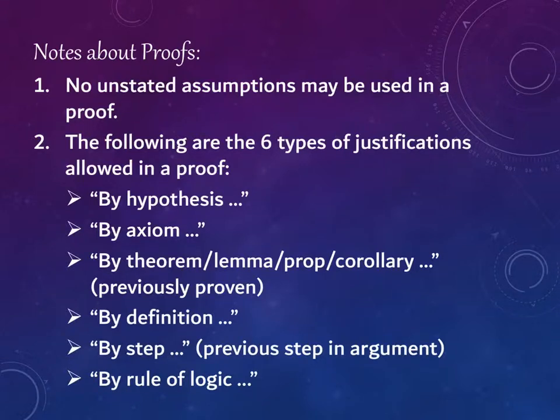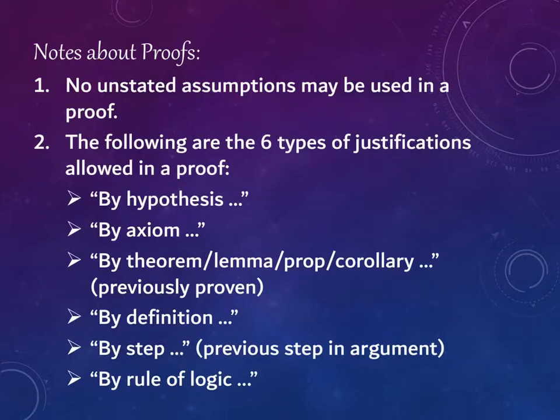The following are 6 types of justifications that are allowed in a proof. So these would be the justifications that you would have to include for a stated assumption. The first one would be by hypothesis. Okay, so we're starting with what we began with, a hypothesis. By axiom, so something that's been... we'll talk more about axioms later. I'll get to that in a minute.